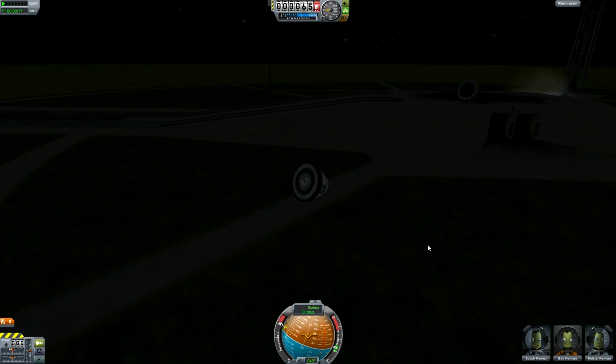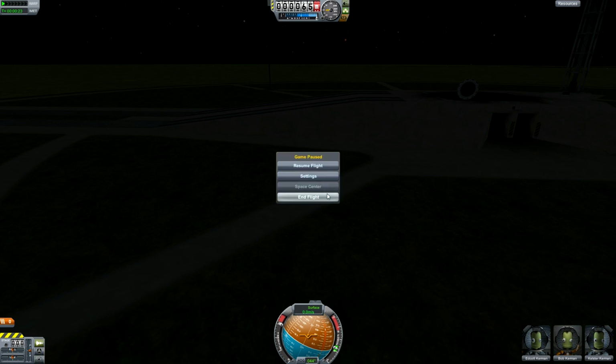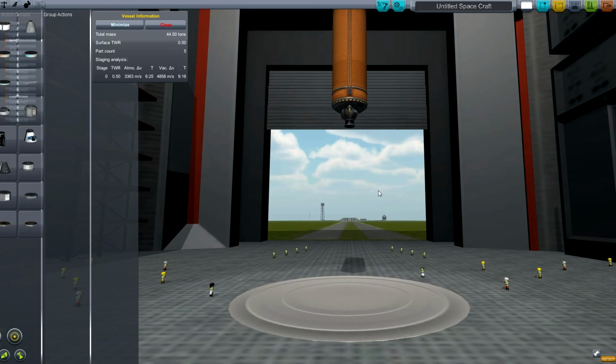So always remember, high thrust to weight ratio when you're trying to escape the planet, but you can get away with a lower, even less than 1 thrust to weight ratio once you're in orbit.